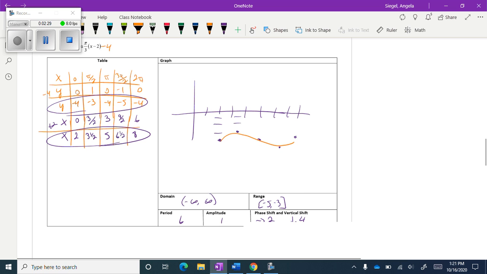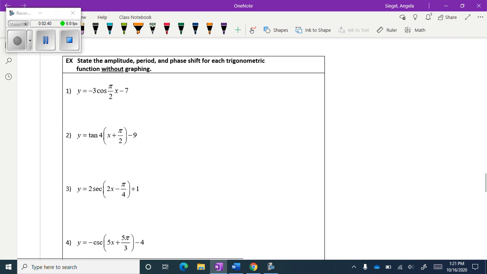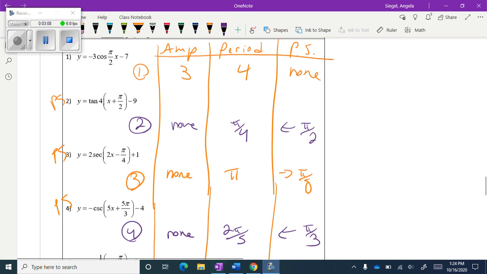Okay, this is everything. Sorry, my graph looks pretty yucky, but you get the idea at least. So double check everything I have. Now we're going to go through this, and I want you to be able to state the amplitude, period, and phase shift without graphing. One thing I want to say about the phase shift is I always think PS, phase shift, PS, parentheses. So no parentheses equals no phase shift. If you have parentheses, you have a phase shift. So here I know I have phase shifts. Just keep that in mind. Other than that, you can just work through these on your own and I'll list everything.